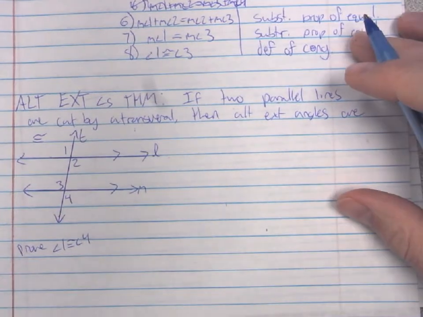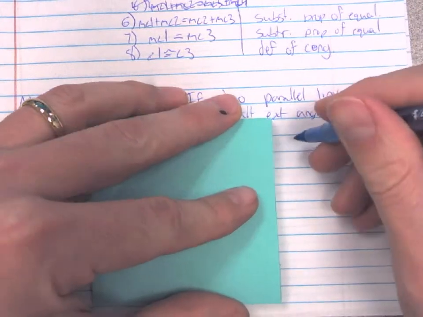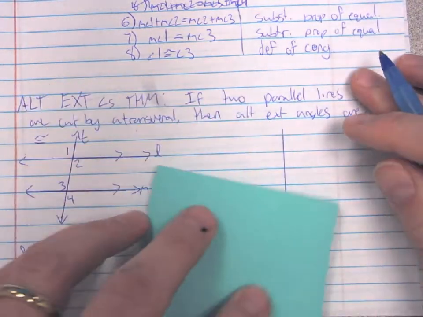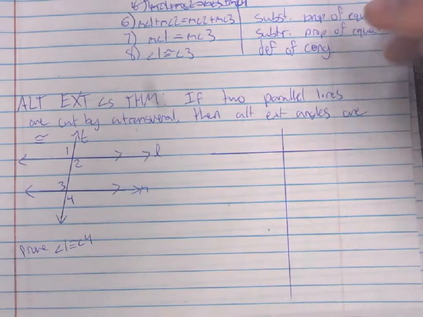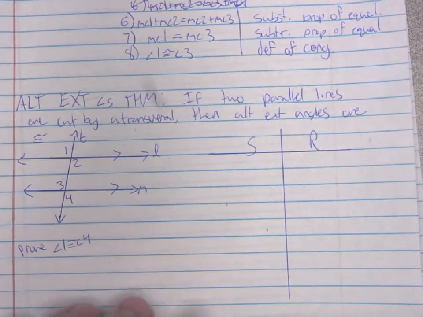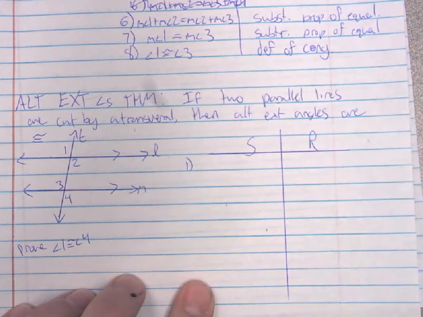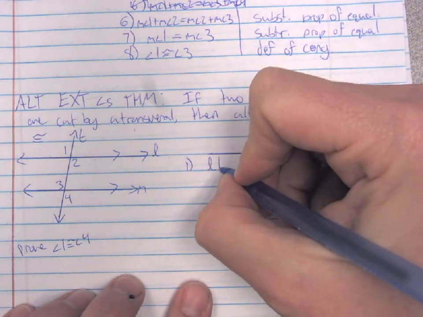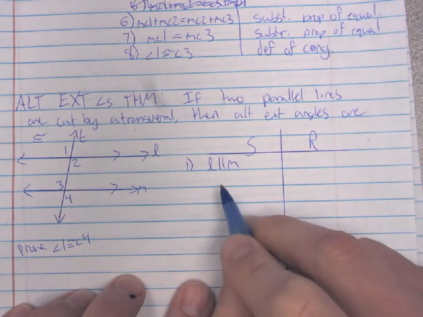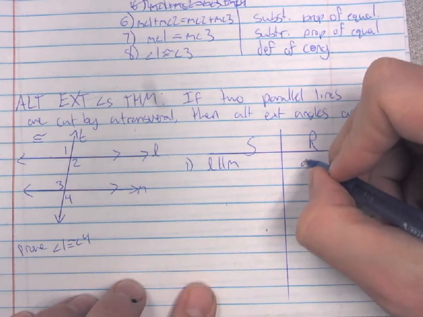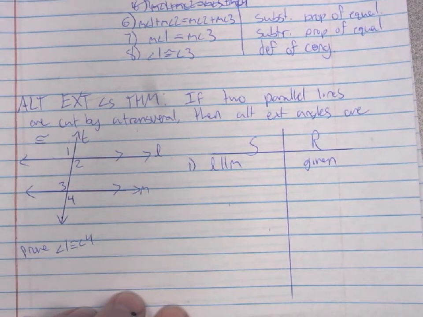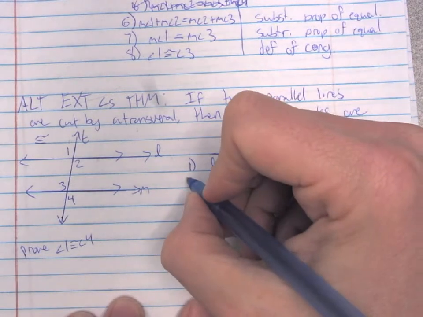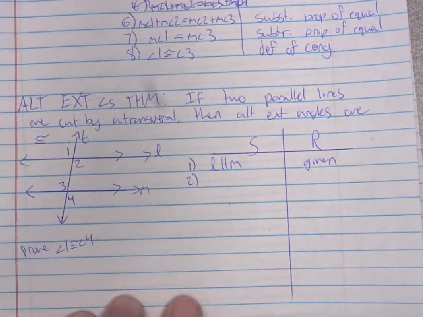All right, here we go. So we got our columns, statements, reasons, and we're going to start out with step 1, L is parallel to M. And this is the kind of notation for showing that. That's given. Okay, we can see that 1 and 4 are alternate exterior angles, so again our goal is to prove that. Let's talk about what parallel gives us.